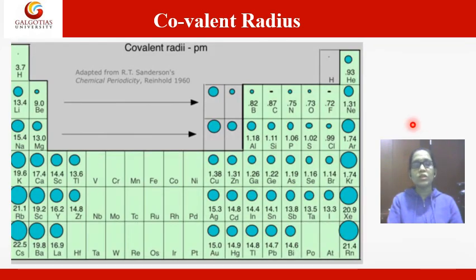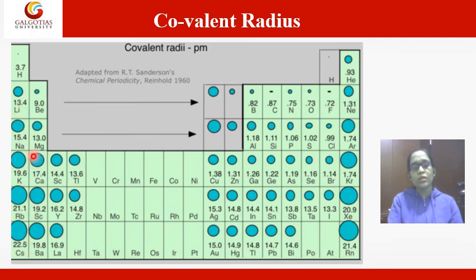So this is the trend of covalent radius in the periodic table. See what you are observing here. When we are going down a group, the covalent radius increases because new shells are added in the group. Electrons are added in new shells, so the covalent radius increases.